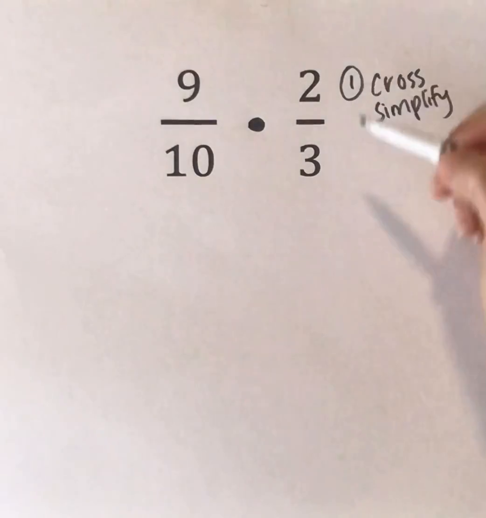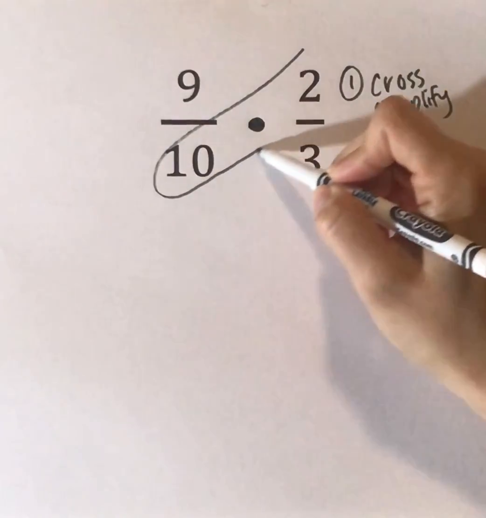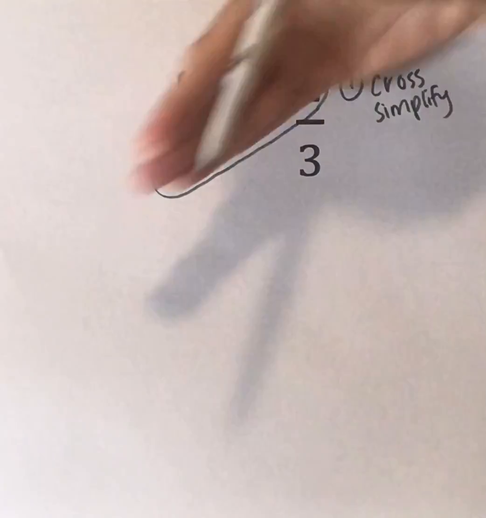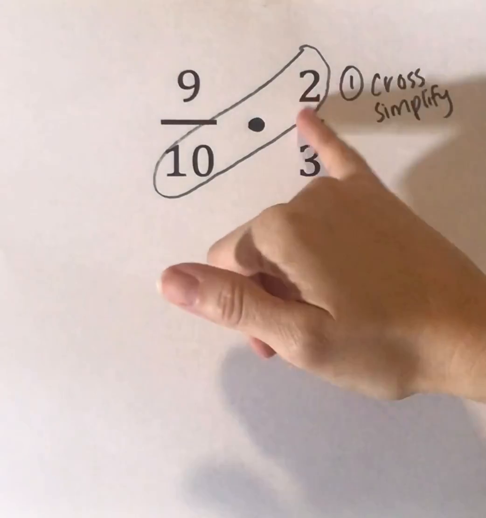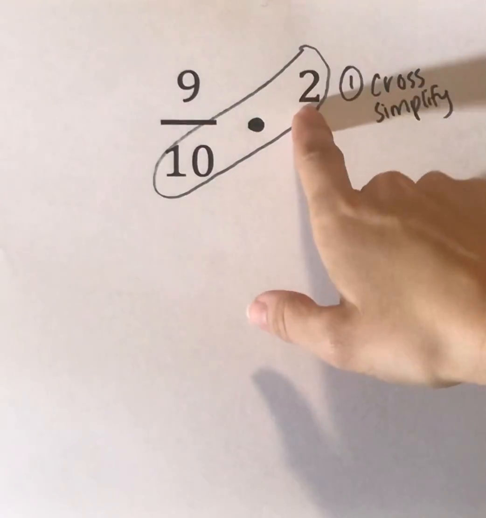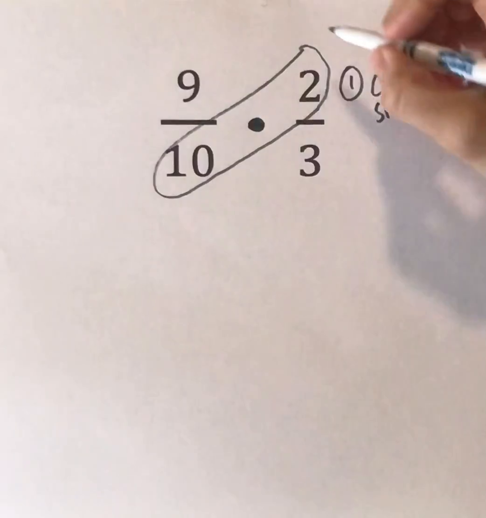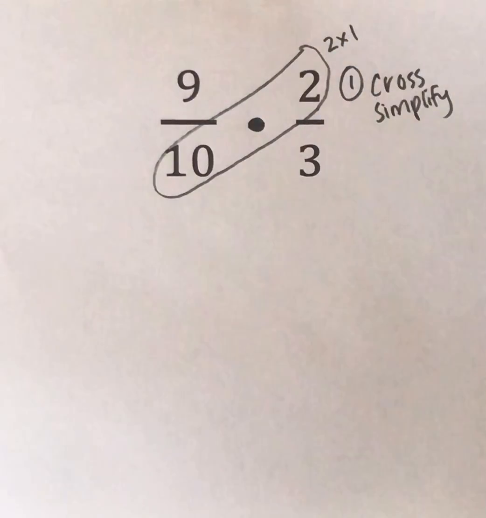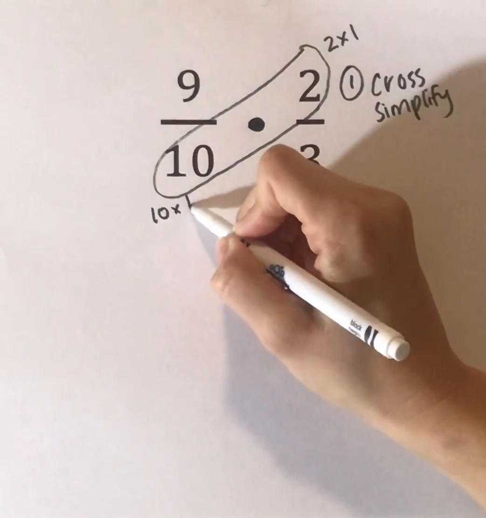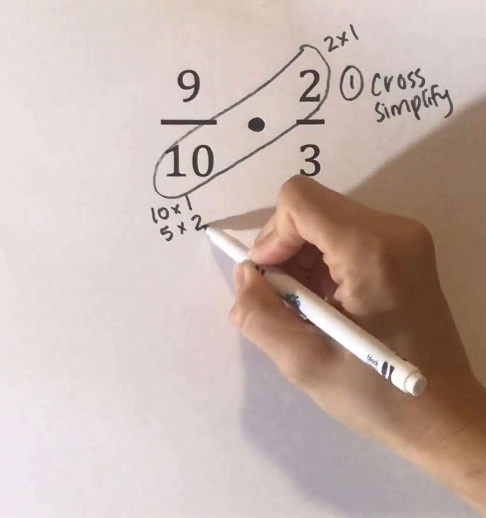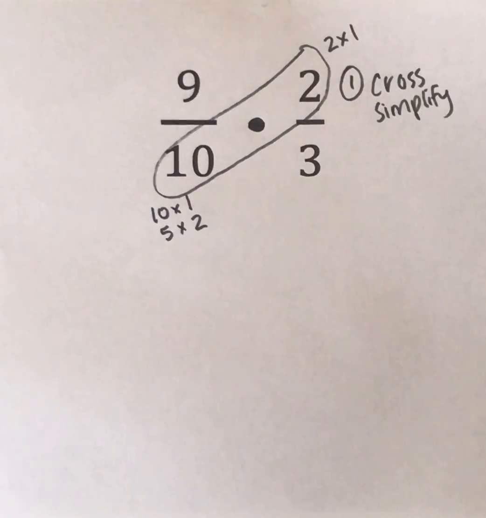When I say we're going to cross simplify, it means that I'm going to look at these numbers in the cross. Remember, to simplify, you need to find a common factor. And remember, a factor is when you multiply two numbers and it gives you that particular product. For example, we're looking at 2, and there's only one factor that goes into 2, which is 2 times 1. It's a prime number. Next, I'm going to look at the factors of 10. So 10 has a few more. It has 10 times 1 and 5 times 2. Those are the factors of 10.